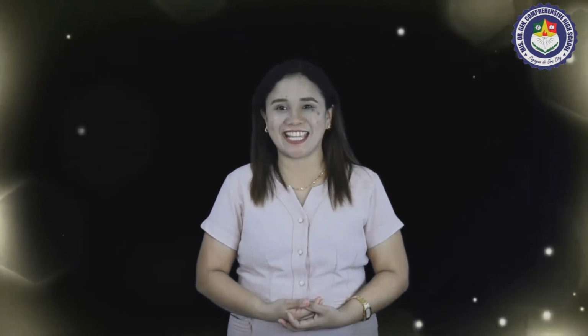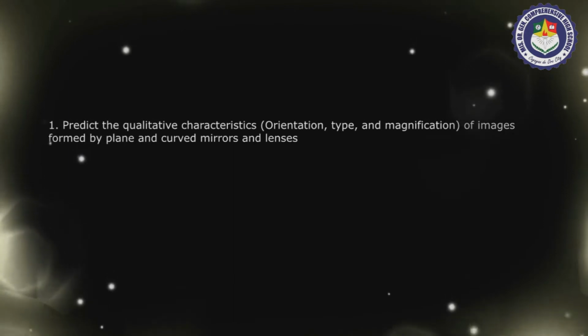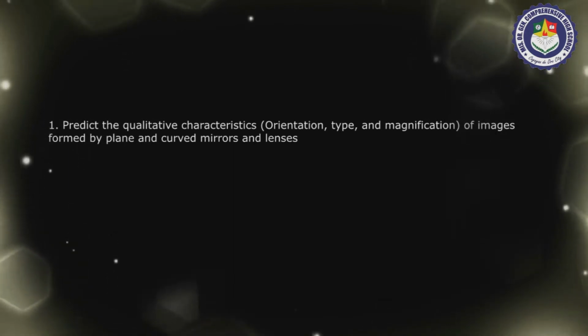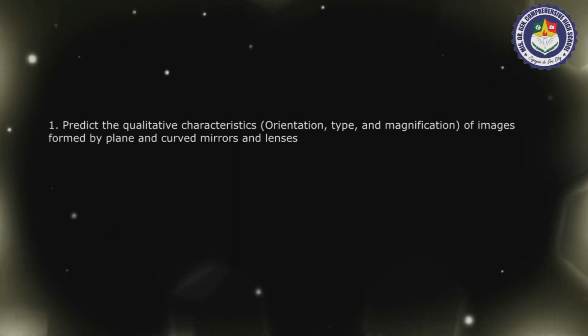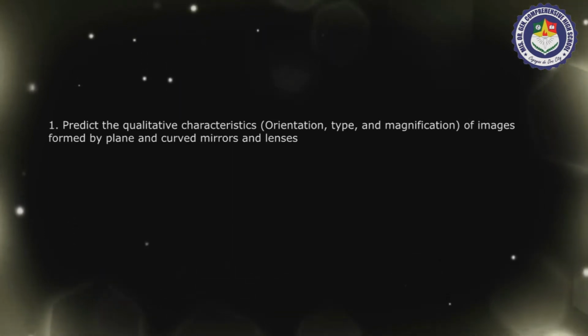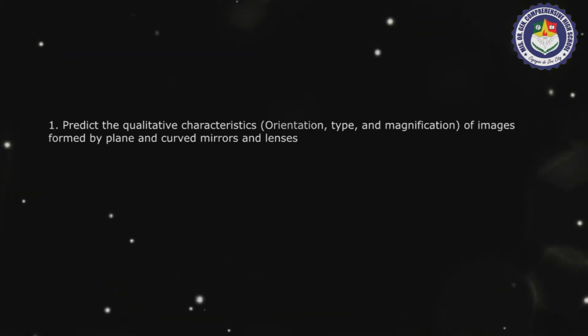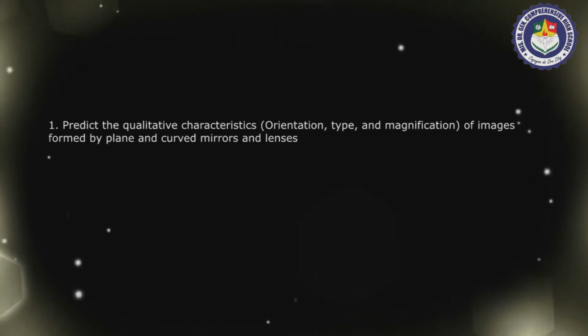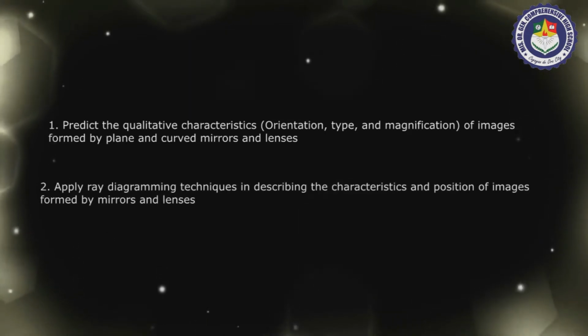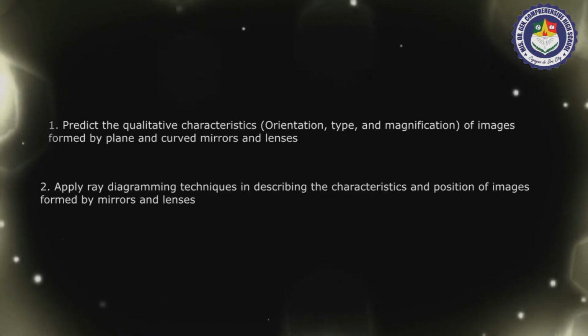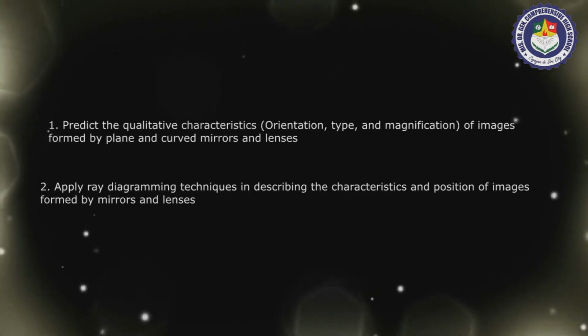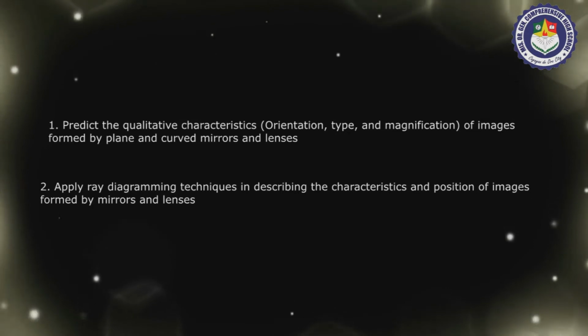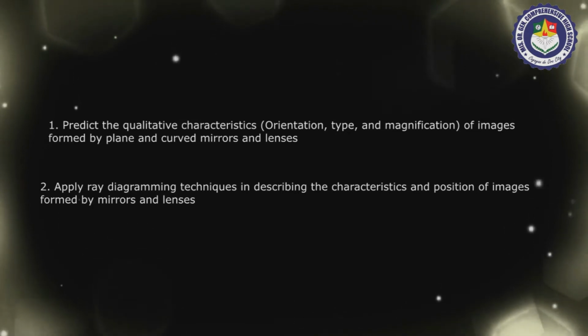Here are our most essential learning competencies for today. Number 1. Predict the qualitative characteristics, orientation, type, and magnification of images formed by plane and curved mirrors and lenses. Number 2. Apply ray diagramming techniques in describing the characteristics and position of images formed by mirrors and lenses.